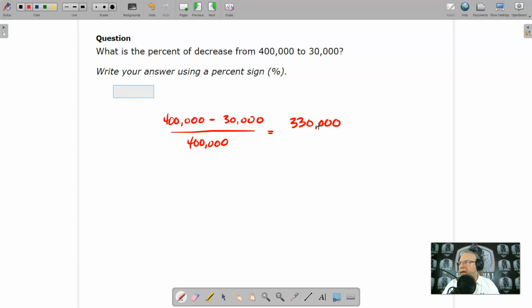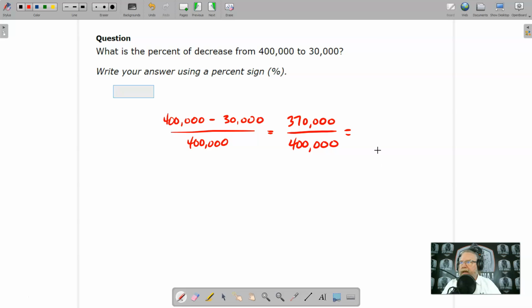Right? No, it's not. It's going to give me 370,000. Just to double check that, I am positive of that one. 400,000 minus 30,000 is 370,000. Indeed it is. We're going to divide that by the original amount, 400,000. And we do 370,000 divided by 400,000.